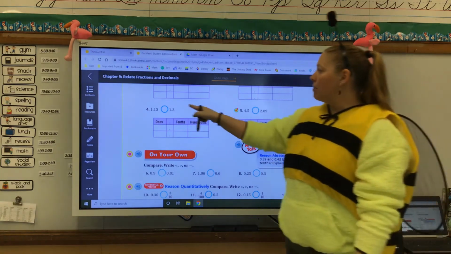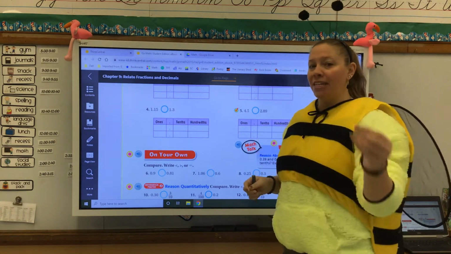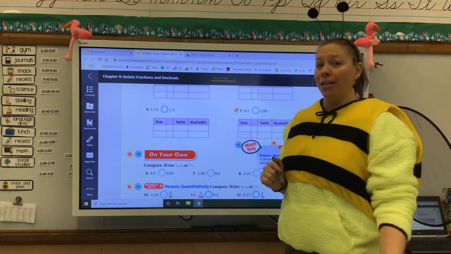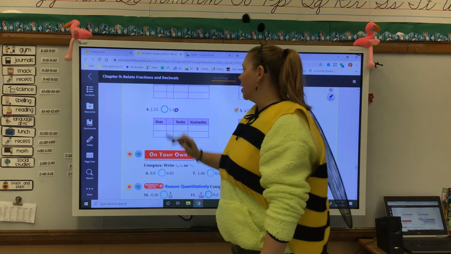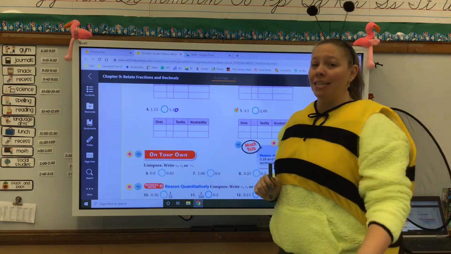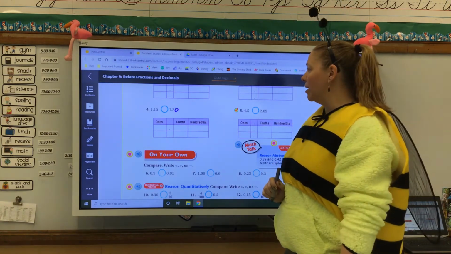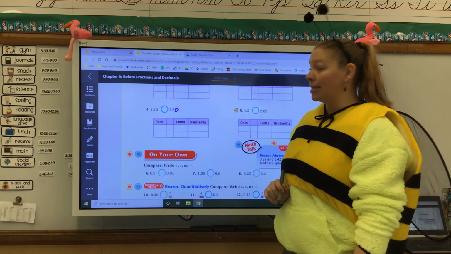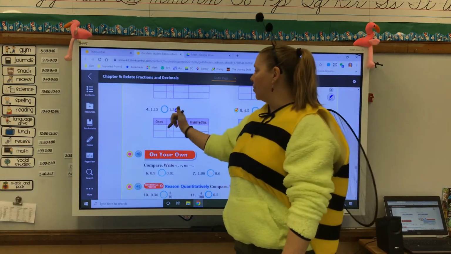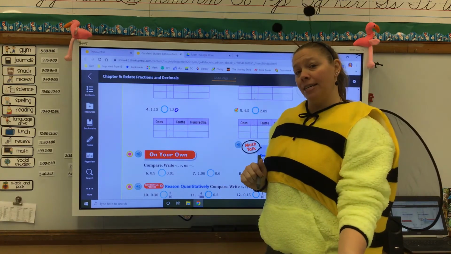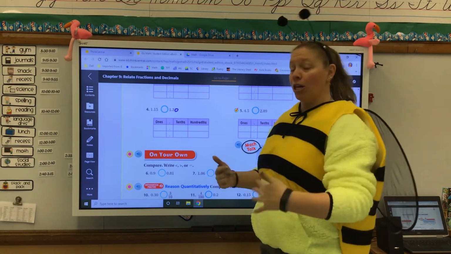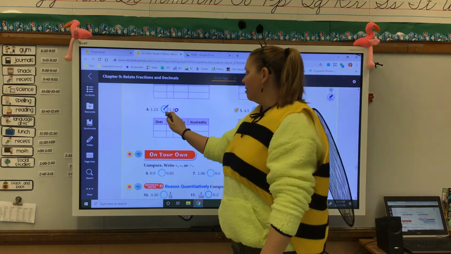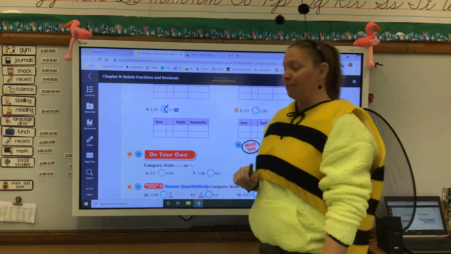All right, so number 4 has 1 and 15 hundredths compared to 1 and 3 tenths. So I'm going to go ahead and add my 0, and I'm going to have 1 and 15 hundredths compared to 1 and 30 hundredths. Now if I take out the decimal points, I have 115 or 130. If I was the Cookie Monster, I would want 130 cookies because 130 is bigger.